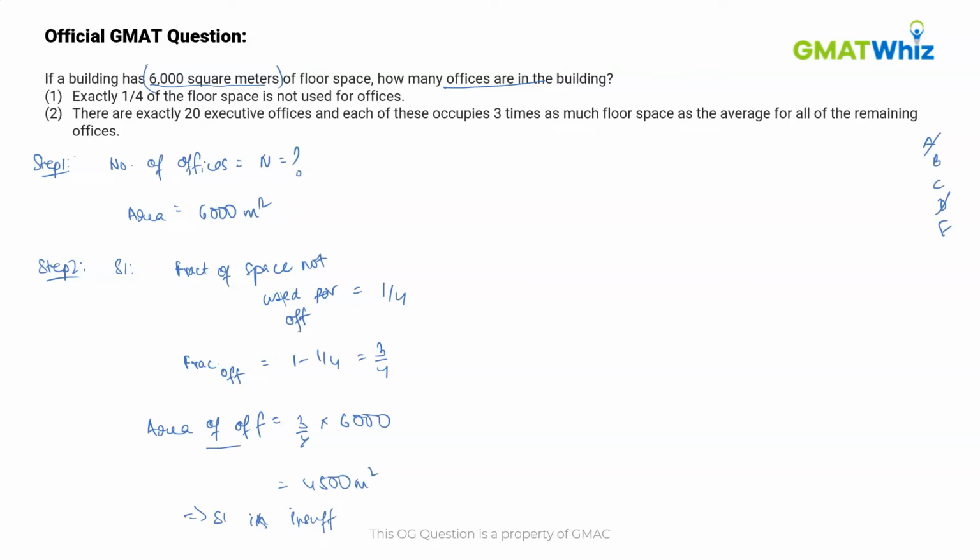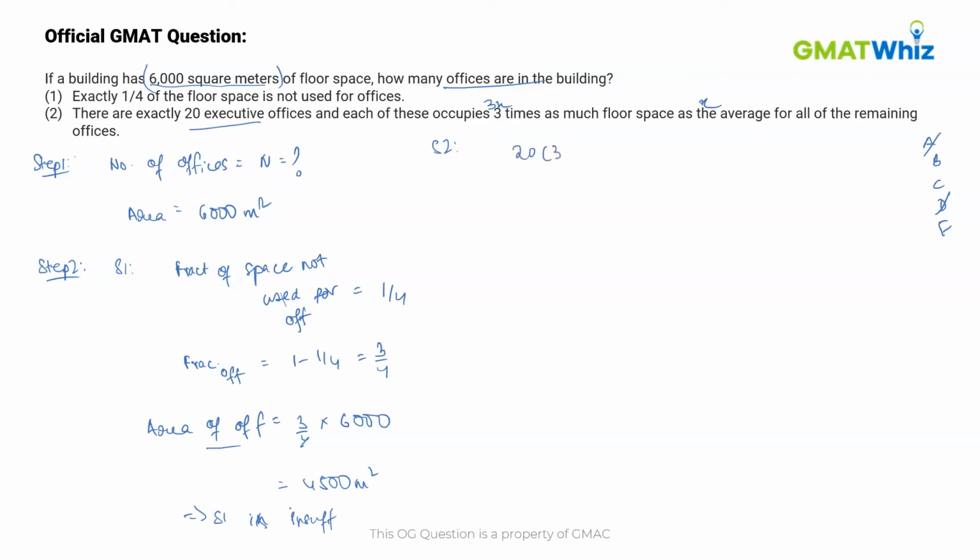So we now move on to analyze statement 2. Statement 2 tells us that there are exactly 20 executive offices and each of these occupies 3 times as much floor space as the average for all the remaining offices. So if we assume the area of the remaining offices as x, then the area of the executive offices will be 3x.